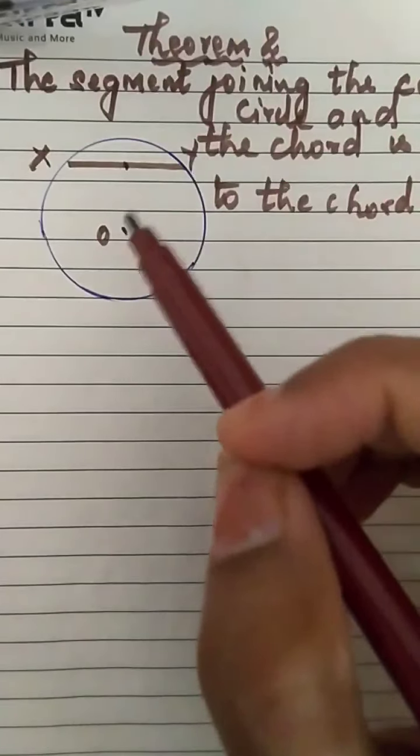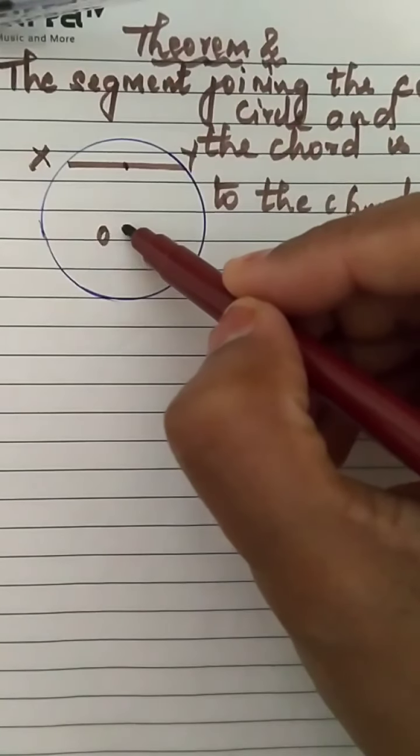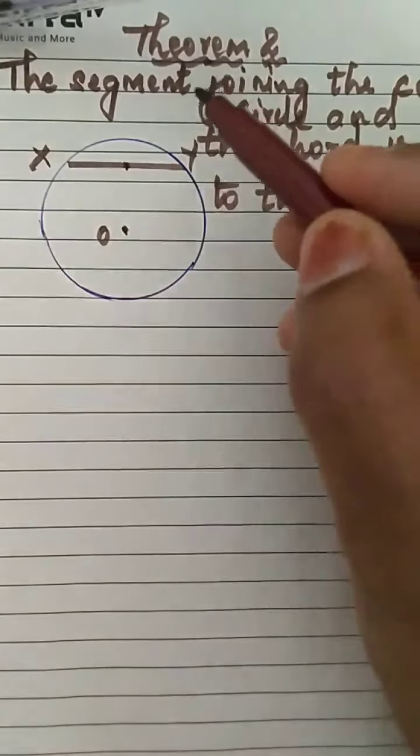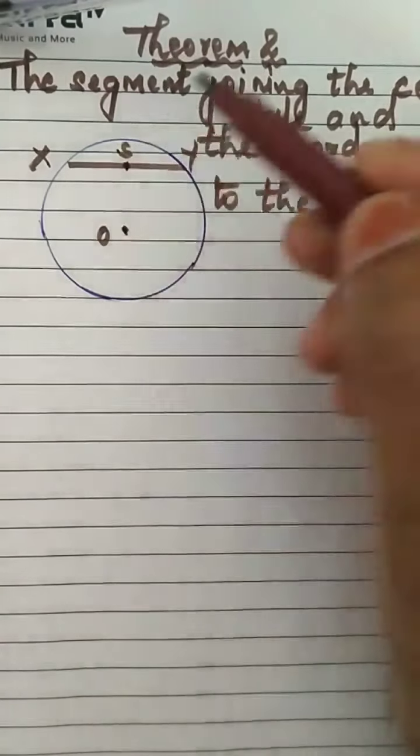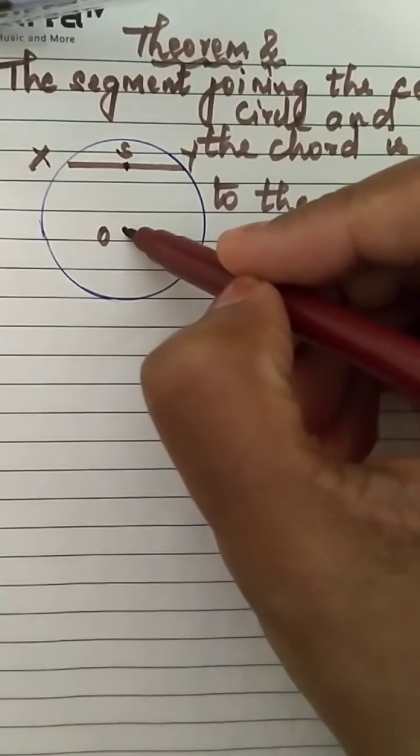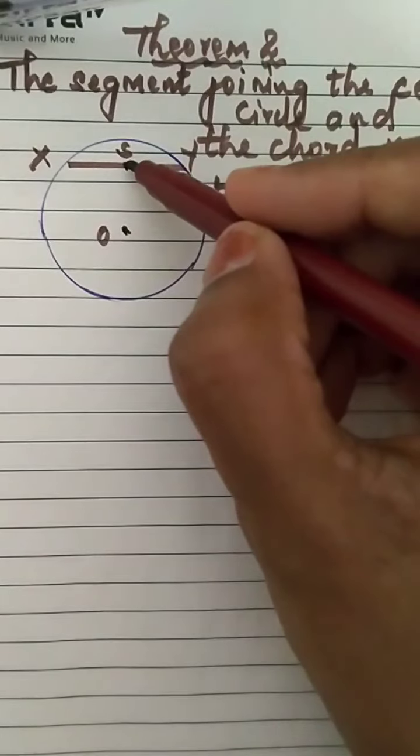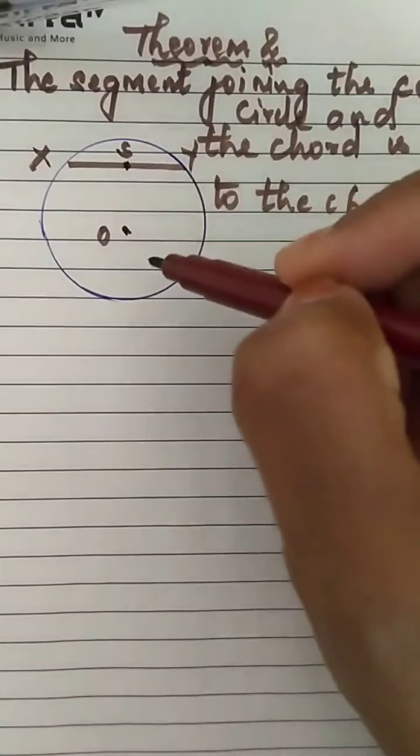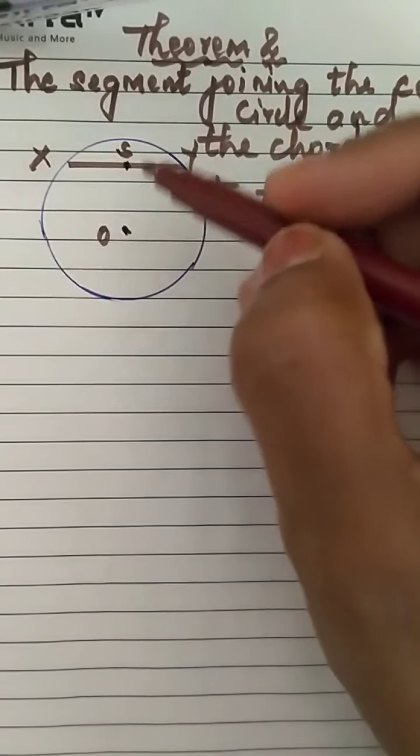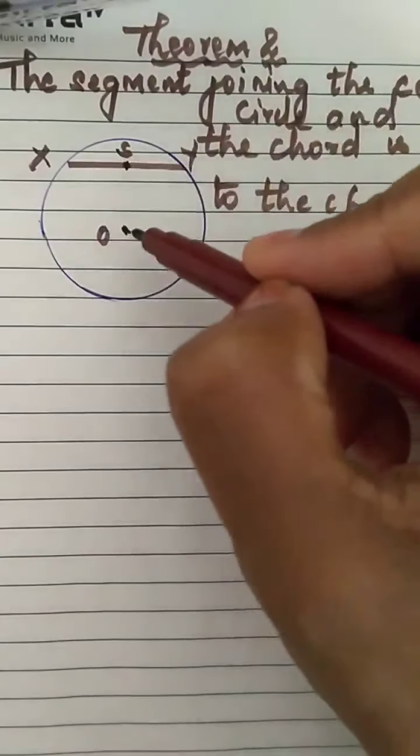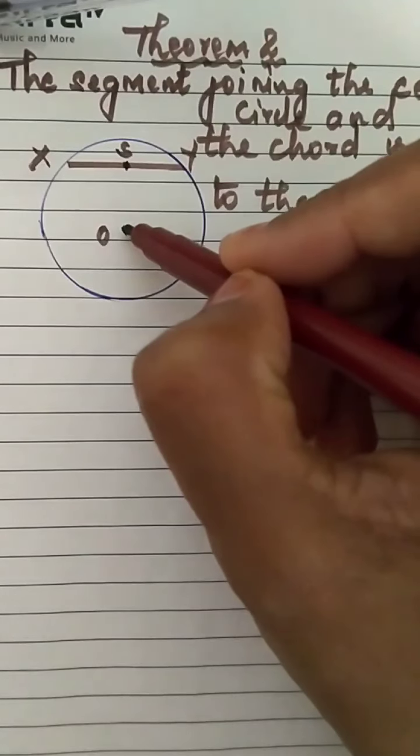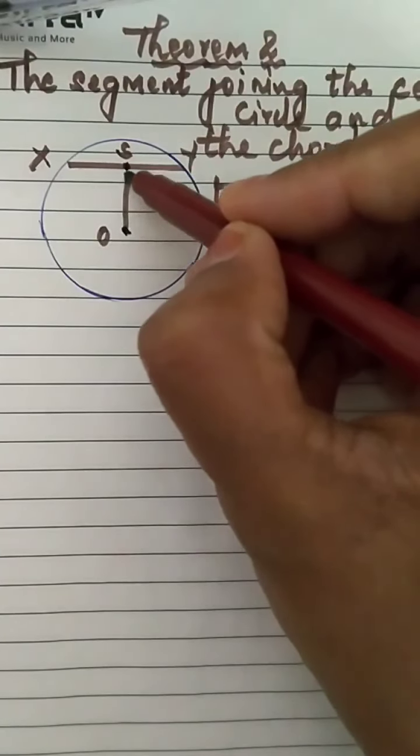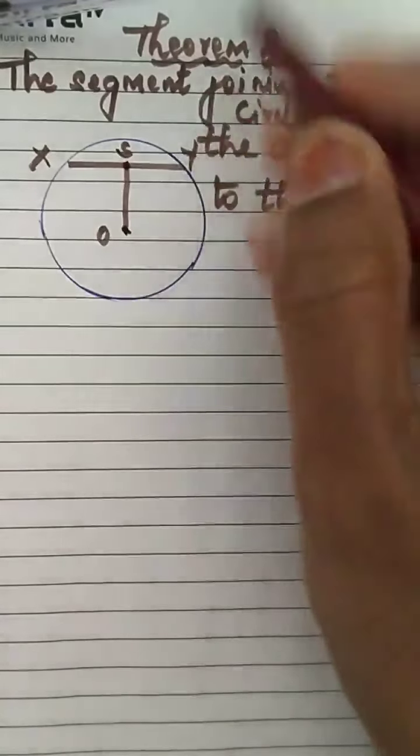Now here perpendicular is not given. What is given? If you join the center of the circle and the midpoint of a chord. The midpoint of the chord is given. Let us take this midpoint of chord as S. If there is a segment that joins the center of the circle and the midpoint of the chord, then that segment will be perpendicular to the chord.